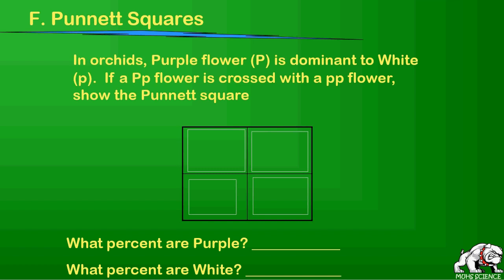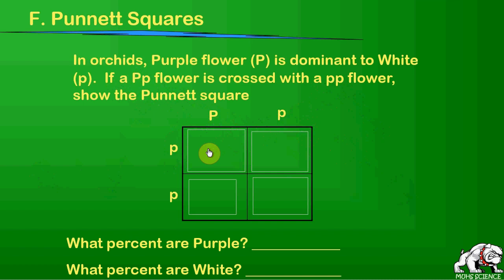If a capital P, lowercase p flower is crossed with a little p flower, show the Punnett square. The first thing we have to worry about is that we have one parent, capital P, lowercase p. We're going to put them across one side, so we'll do the top here. Capital P, lowercase p. And then the other parent is lowercase p, so we put them on the side. It doesn't matter which side the parents go on, but each parent can give one of these genes at a time, and that's how we account for it.